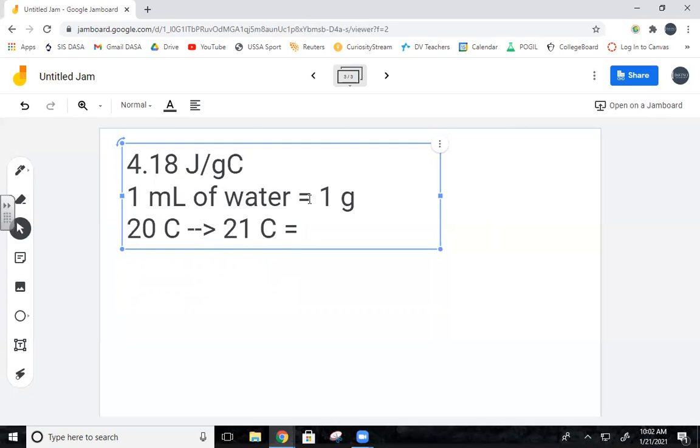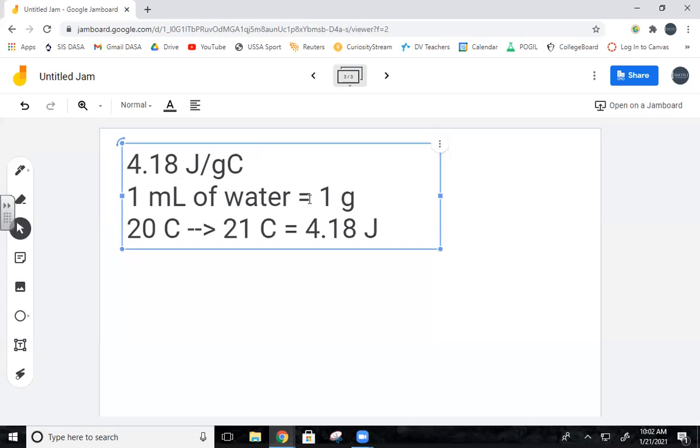Vince? Yep. Beautiful. We added 4.18 joules, and now our water is 1 degree Celsius warmer. Okay? Pretty cool. All right?